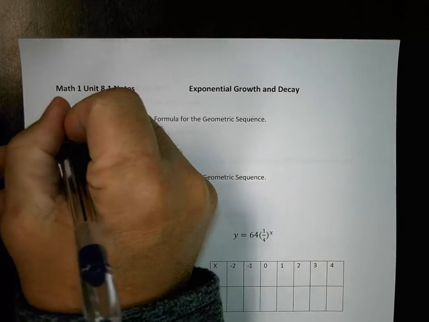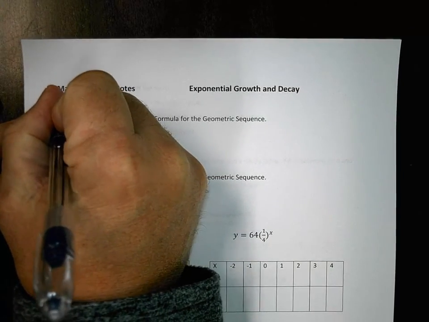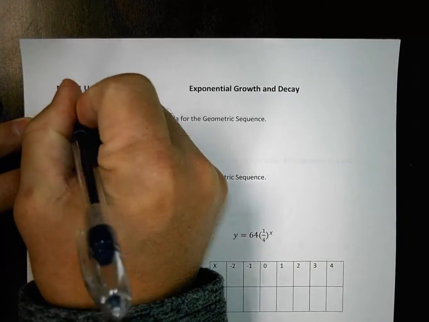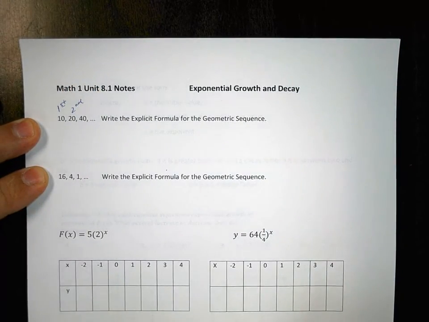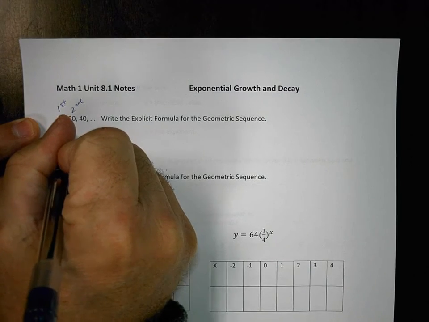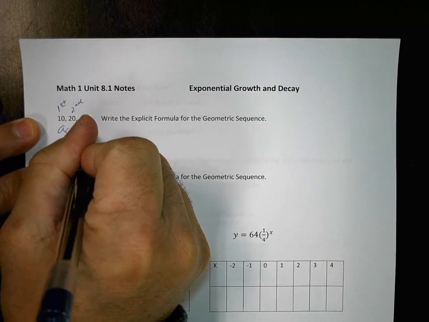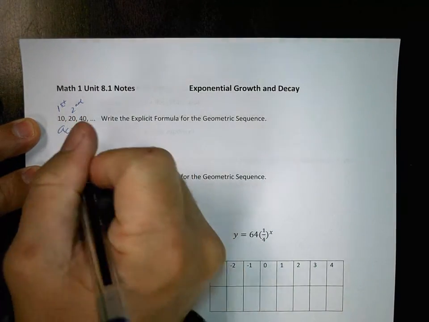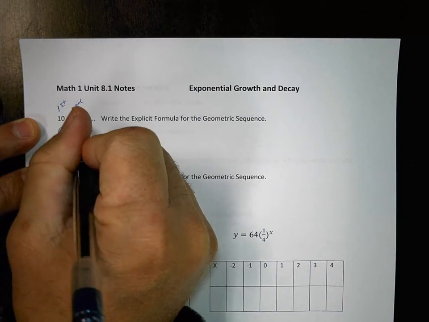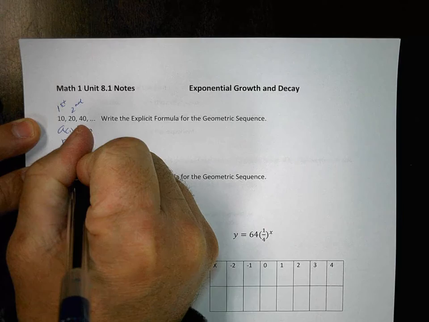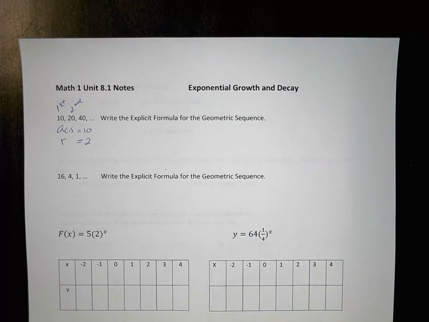So we have the first term of this geometric sequence right here is 10, and the second term is 20, and so on. So we can say that a of 1 equals 10. And we can say the common ratio r, 10 times 2 is 20, and 20 times 2 is 40. So we know the common ratio is 2.